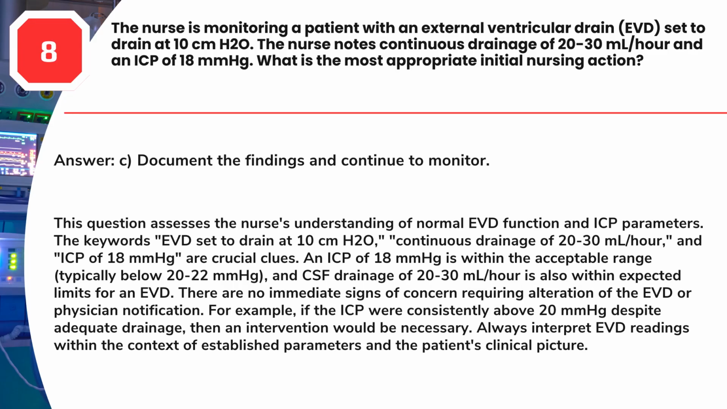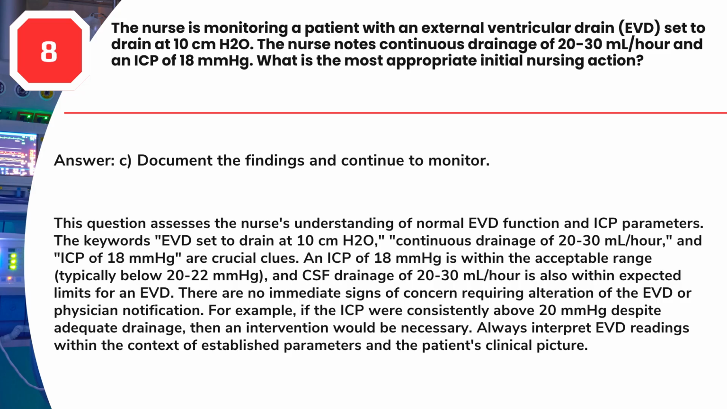Answer C. Document the findings and continue to monitor. This question assesses the nurse's understanding of normal EVD function and ICP parameters. The keywords EVD set to drain at 10 cm H2O, continuous drainage of 20 to 30 ml/hour, and ICP of 18 mmHg are crucial clues.